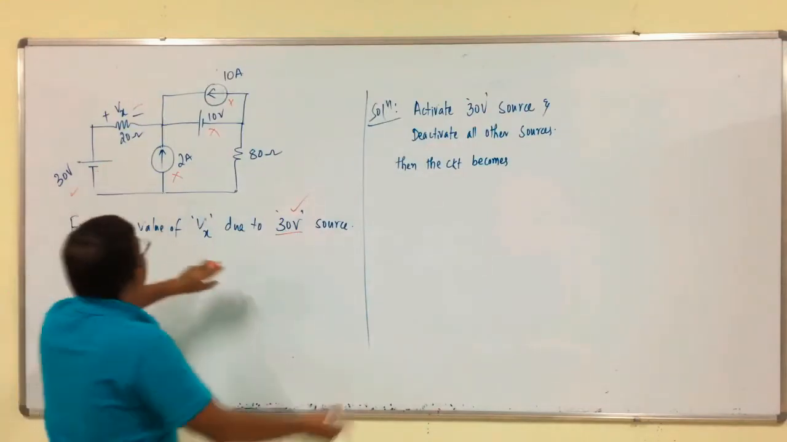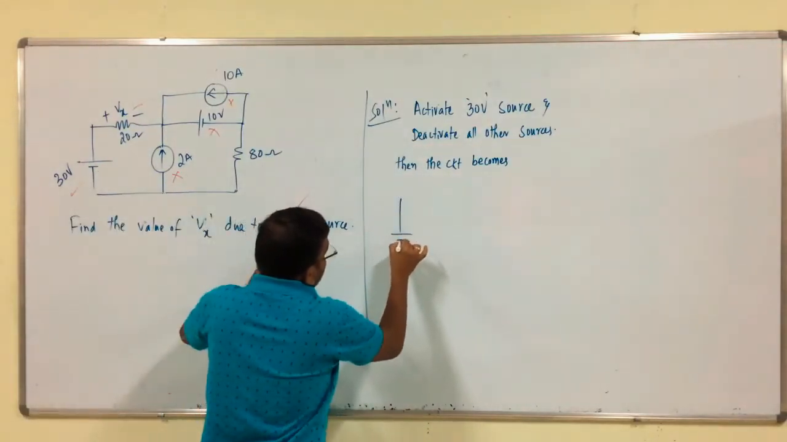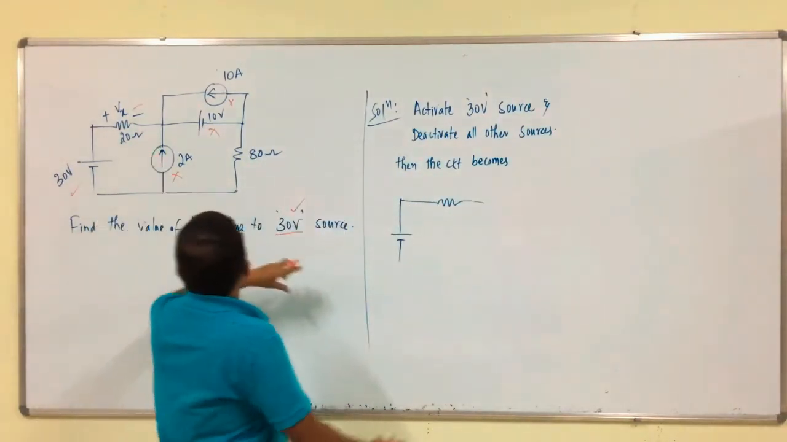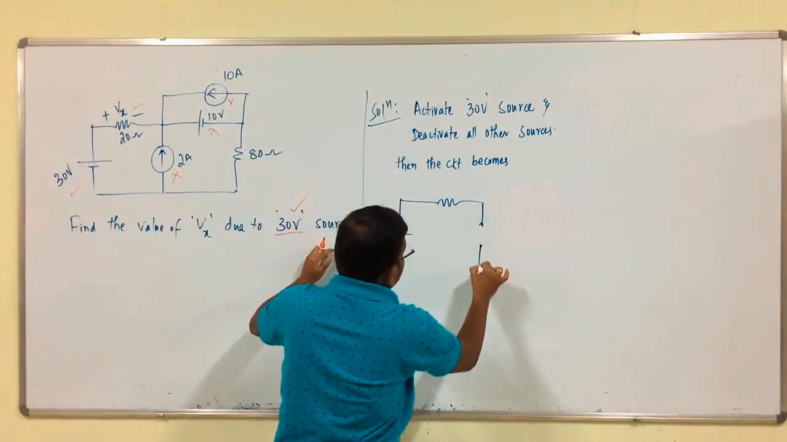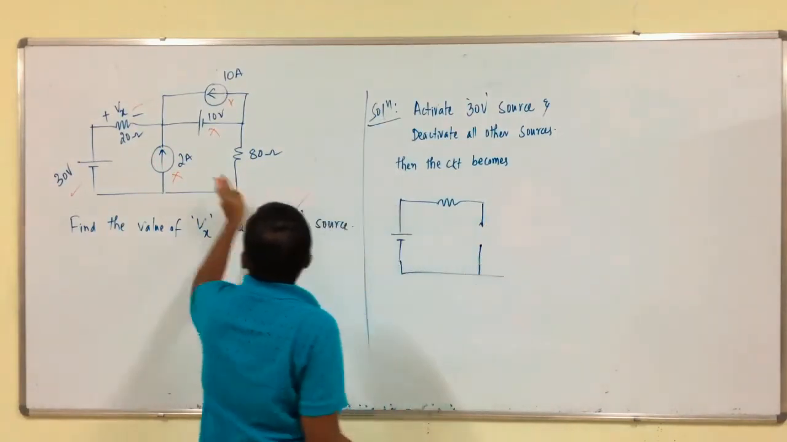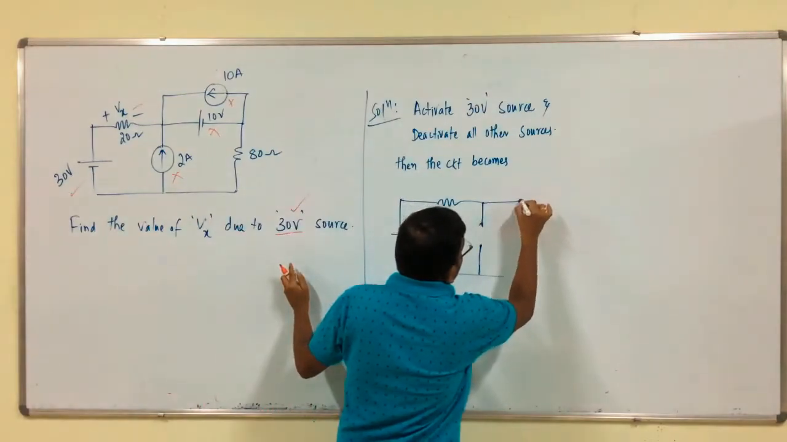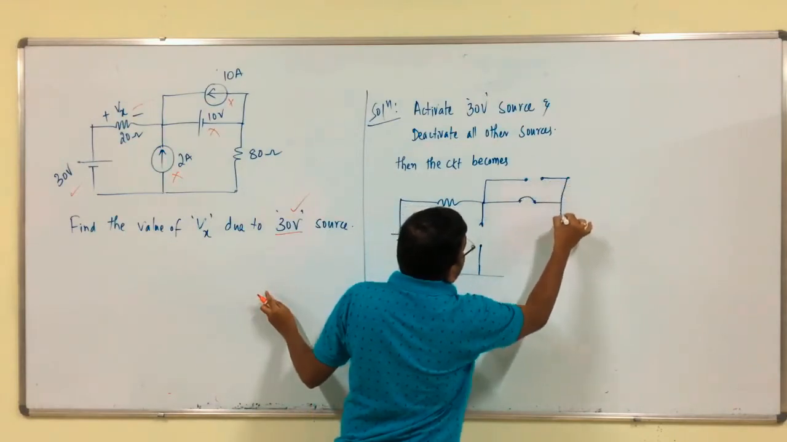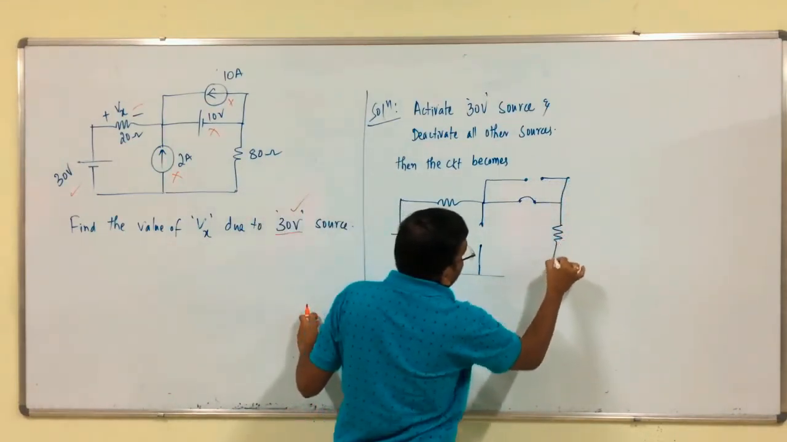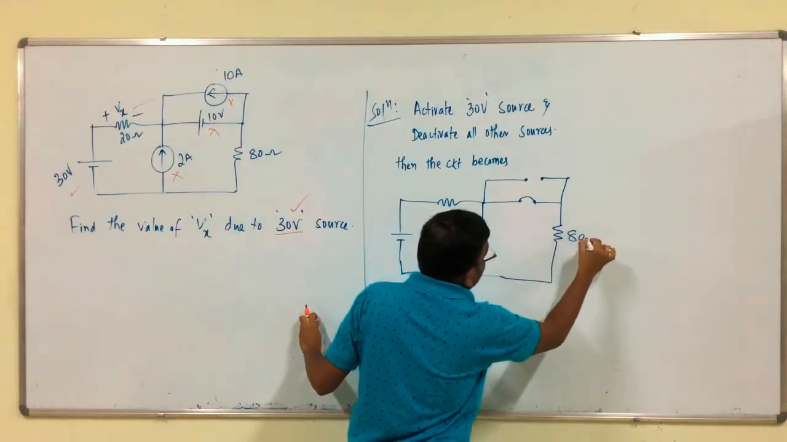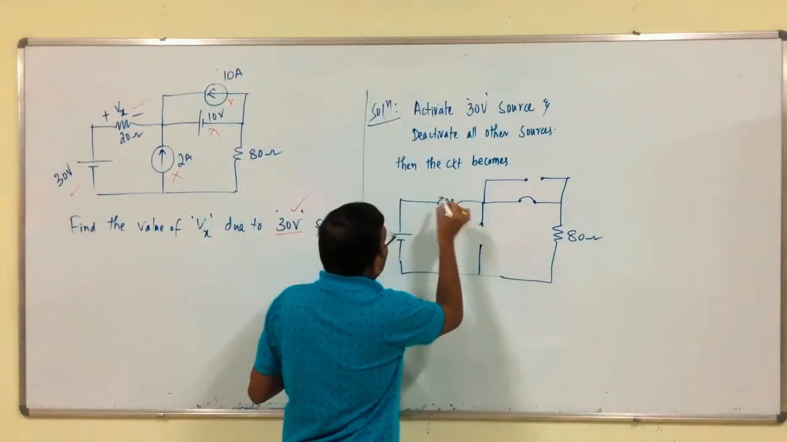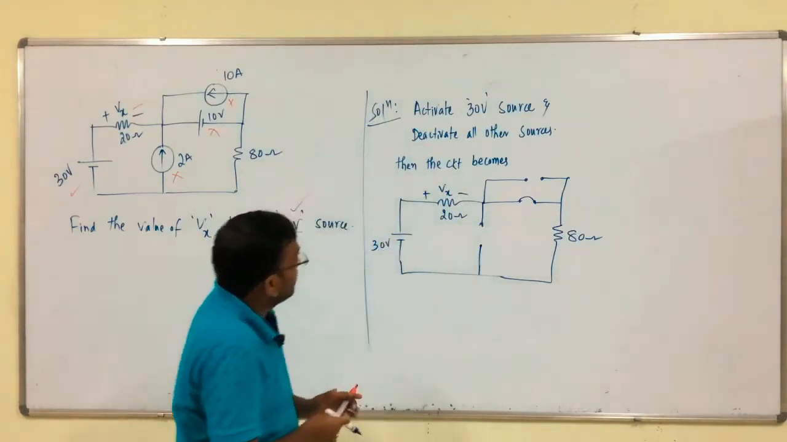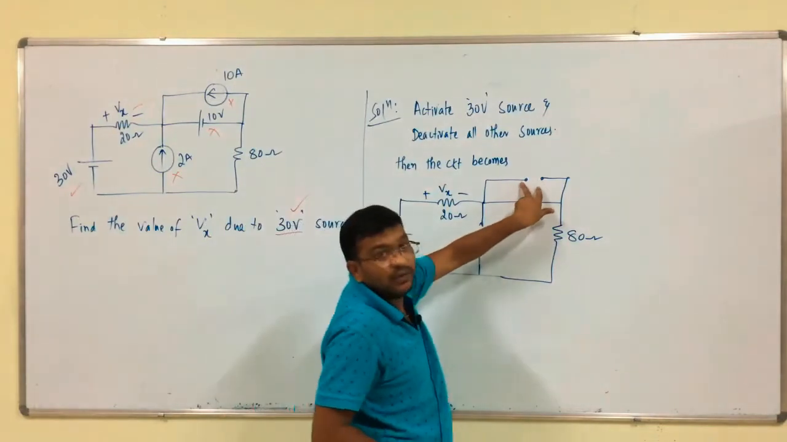Only this source should be active, no? This should be open circuited, and this should be short circuited, and this should be open circuited. This is the 80 ohm branch resistance, this is 20 ohms, this is plus minus Vx, which we have to calculate, and this is 30 volts. So, open circuited, short circuited, open circuited means what?